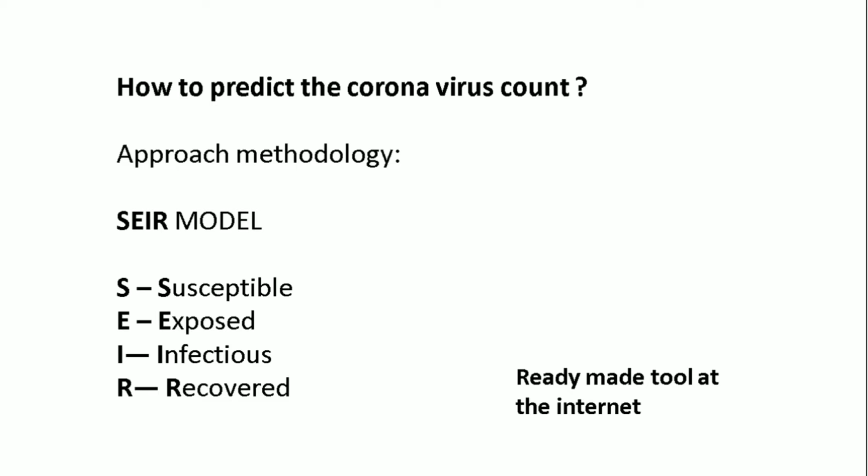So S means susceptible, which means the persons who are not immune to the virus. And E means exposed, which means those who are actually infected and have the virus active in them, but they are not showing the symptoms so that they can be tracked, right?